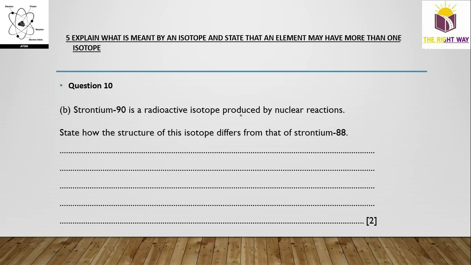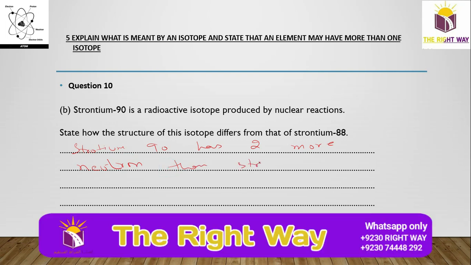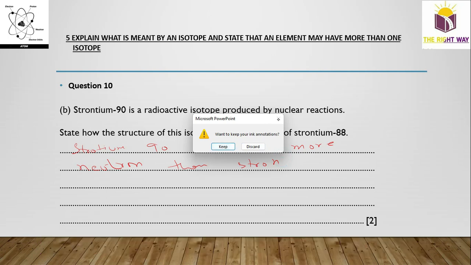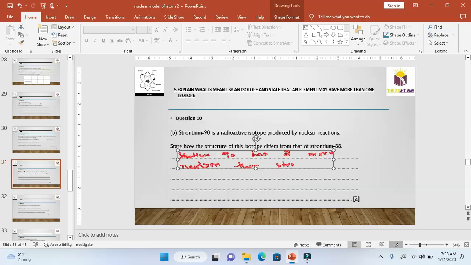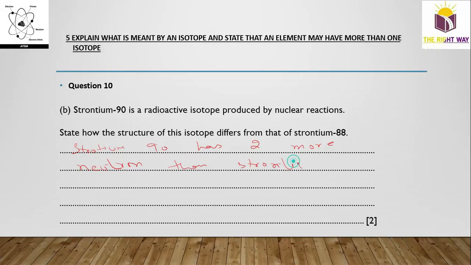Strontium 90 is a radioactive isotope produced by a nuclear reaction. State how the structure of this isotope differs from strontium 88. So strontium 90 has 2 more. What 2 more? We know that there is a difference in neutron number. So 2 more neutrons than strontium 88. Strontium 90 has 2 more neutrons than strontium 88.